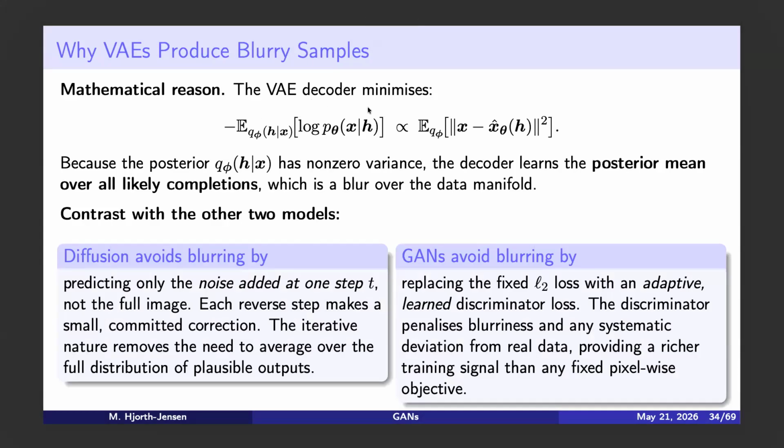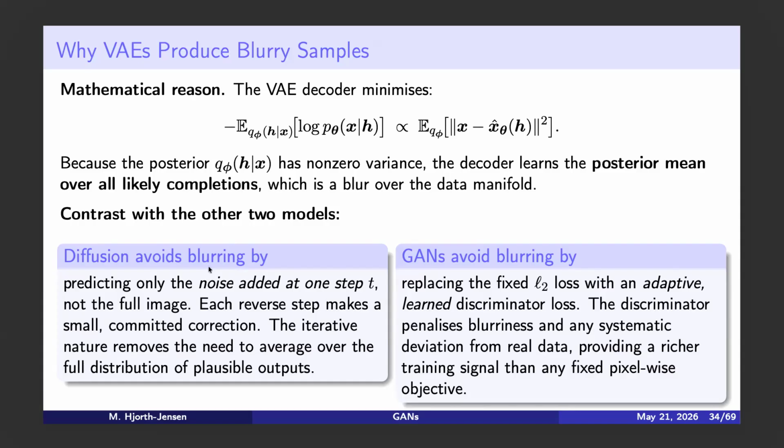So mathematically, what we do with the variational autoencoder is that we are optimizing this quantity here, which is proportional to the expectation value of the difference between x and the x which is now produced by the latent space. So the posterior has non-zero variance, and then the decoder learns the posterior mean over all likely completions, which is a blur over the data manifold.